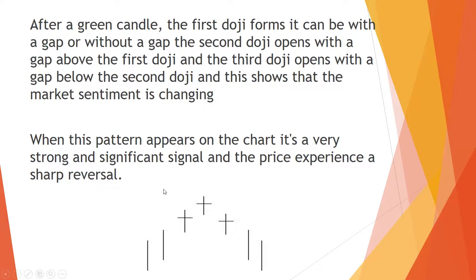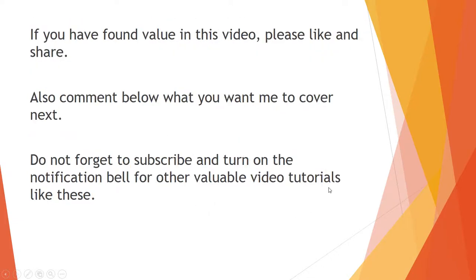So as we can see here, this one was going up, and then we saw the first doji, the second one, and the third one appeared below the second doji. So there is a downtrend, a reversal, and a sharp reversal of the price. So that is the last one for the reversal candlestick.